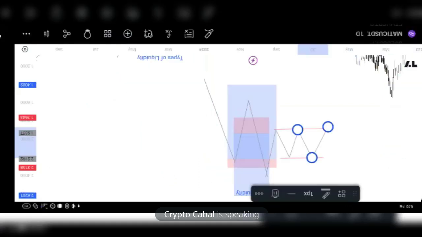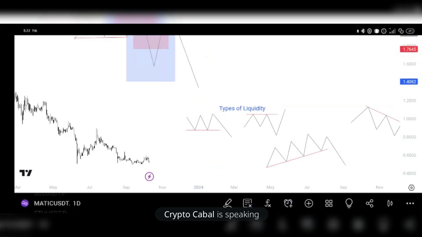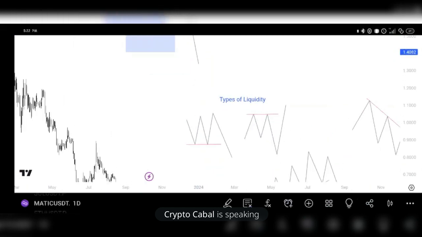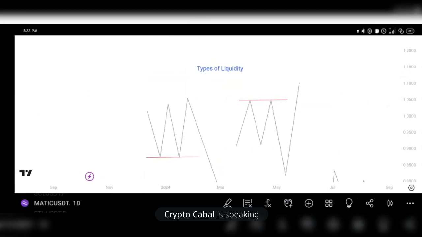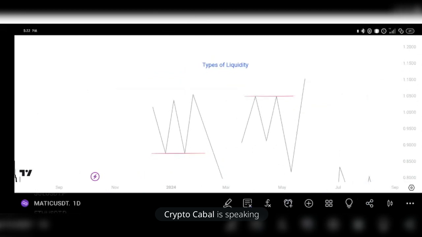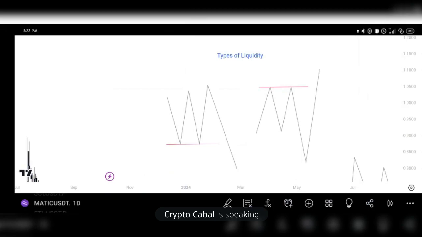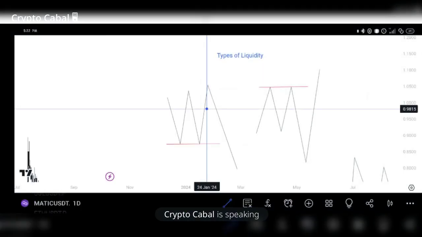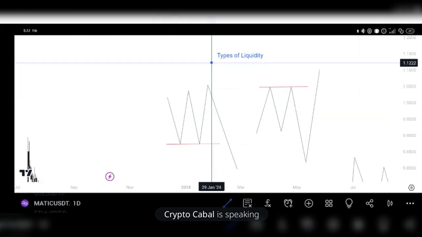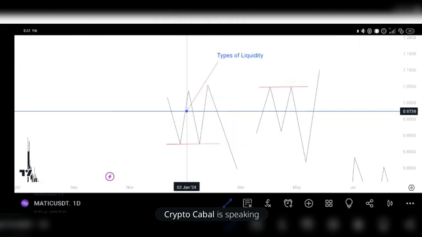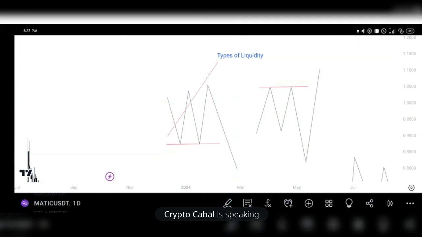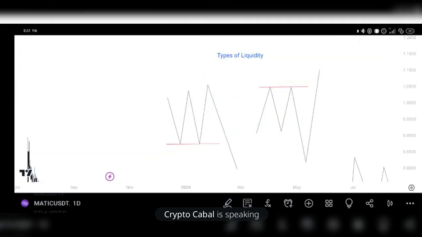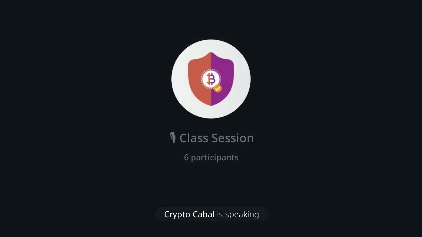Now, I already highlighted the types. Look at it here. This is the equal low, the first one. Let me highlight it. The first one you can see here is called the equal lows, and the second one is called the equal highs. You can actually see that the lows are formed and price went down to take it out. While the other one that we have, you can see the equal highs. Price went directly to take them off.